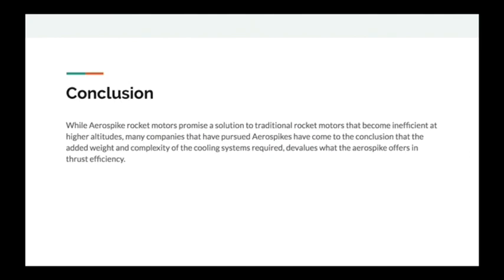So in conclusion, while Aerospike rocket motors promise a solution to traditional rocket motors that become inefficient at higher altitudes, many companies that have pursued Aerospikes have come to the conclusion that the added weight and complexity of the cooling systems required devalues what the Aerospike offers in thrust efficiency.